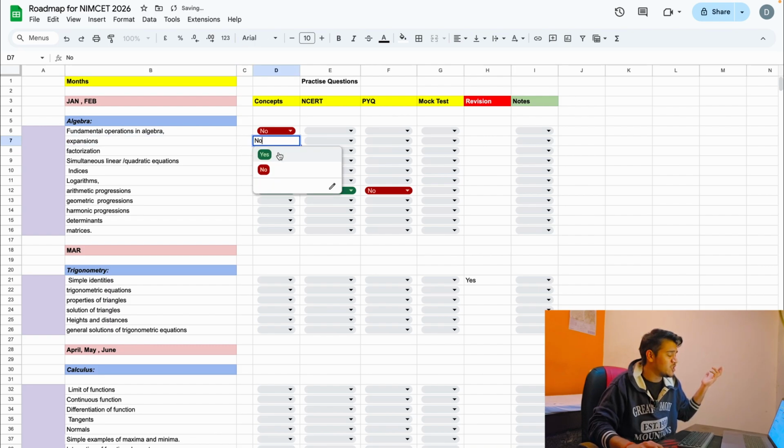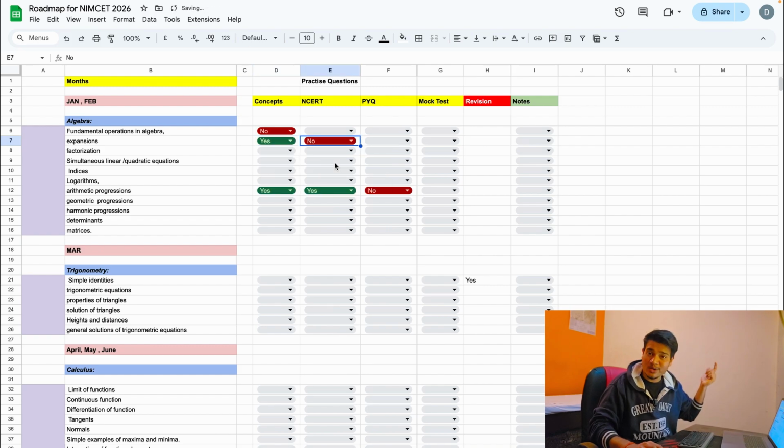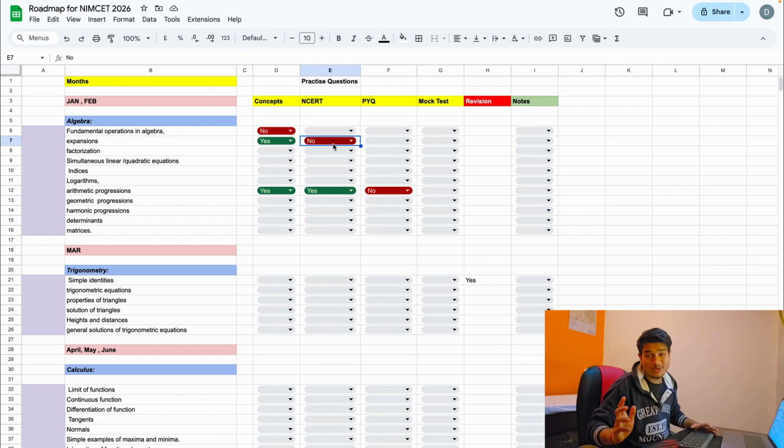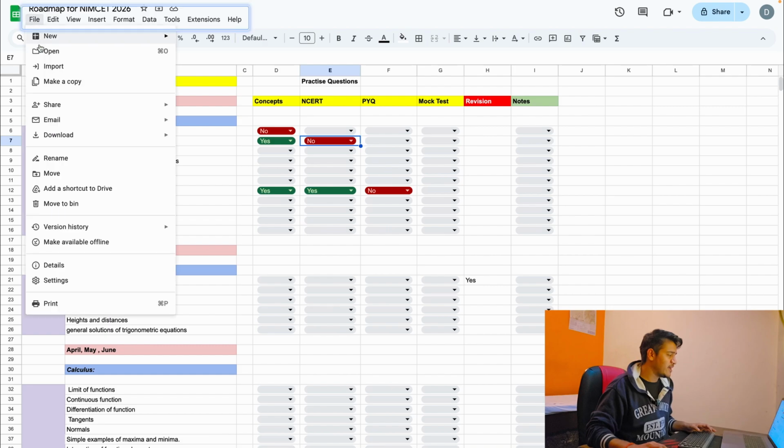If you have prepared the concepts but you have not practiced from the NCERT, you can click on no. So it will help you keep track of for which topics you have covered the concept, for which topics you have not practiced the questions, and so on. I hope you got it. You can also modify this whole sheet if you want to by clicking on File, making a copy of it, and then making changes.